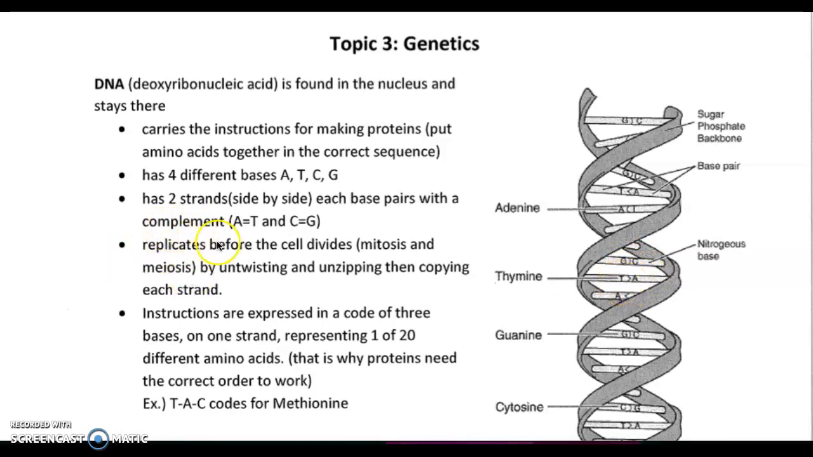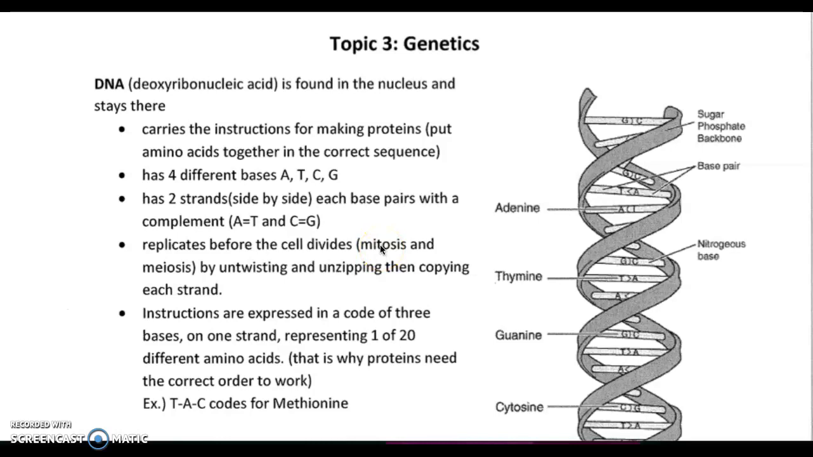Just know that before DNA divides, yes, it must copy itself, because in mitosis we know that we want to have genetically identical cells. With mitosis, the only way we're going to have genetically identical cells is if the DNA copies itself before dividing.